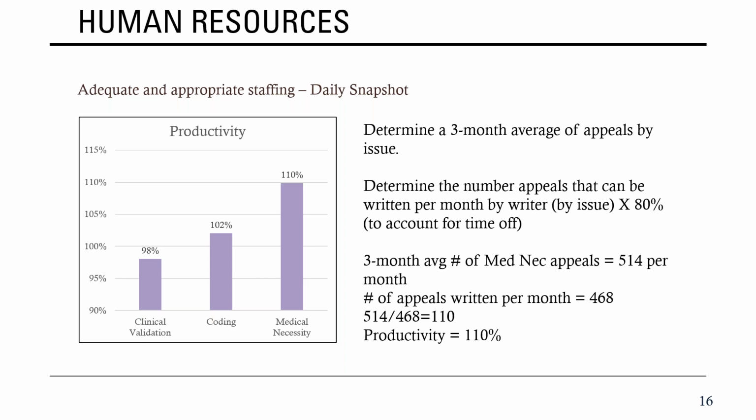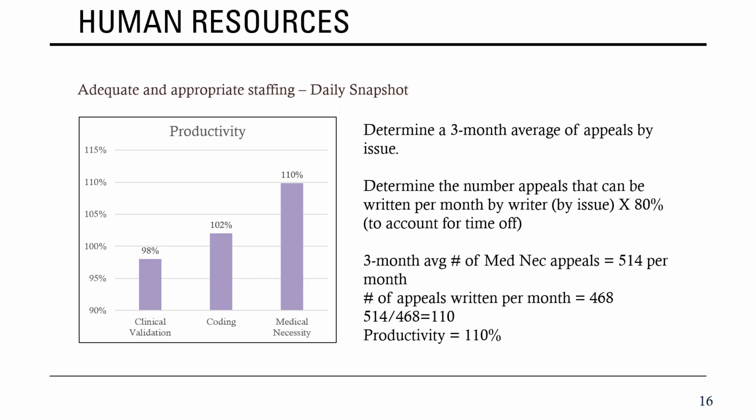Now, once I figure out the number of appeals that could be written per month by your writer or by issue, I multiply that by 80%, because you want to account for time off. People don't work 100% of their hours, 40 hours a week times 4 weeks. They're going to have some time off, sick, vacation, etc. So I take that times 80%.